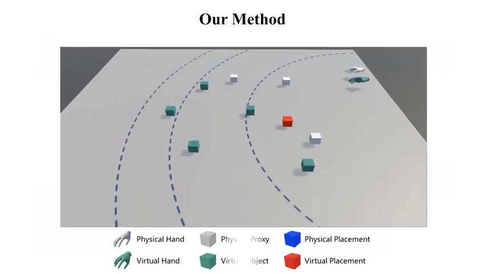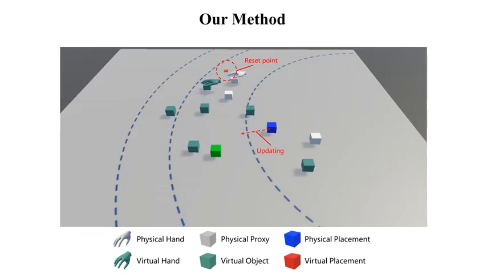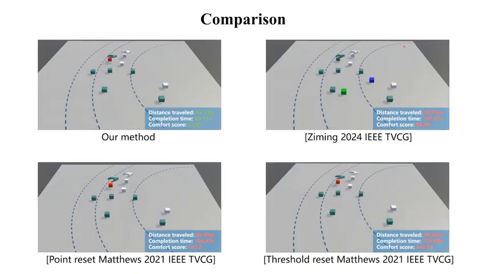Our method is able to set the reset point at an ergonomically and psychologically correct position during reset and is able to minimize additional hand movement. We also update the physical proxy or placement location when a reset occurs. The video shows only a part of the study, and from the results we see that our method achieves significant improvement of efficiency and comfort.